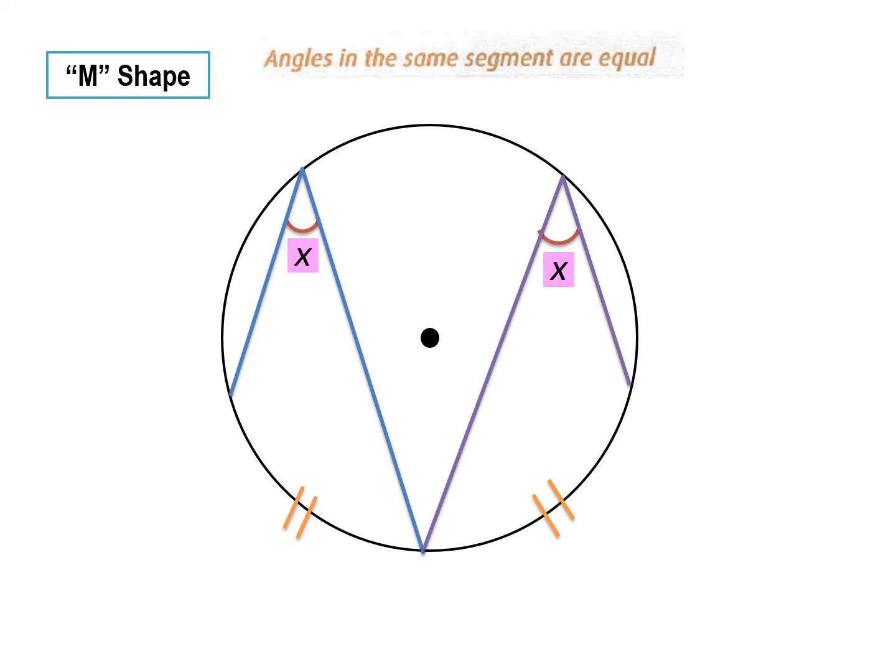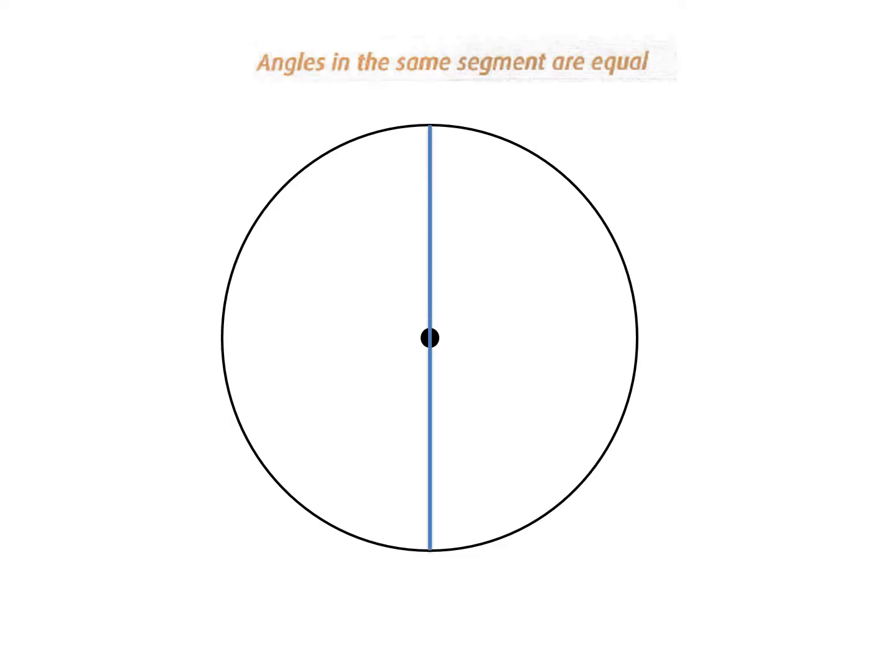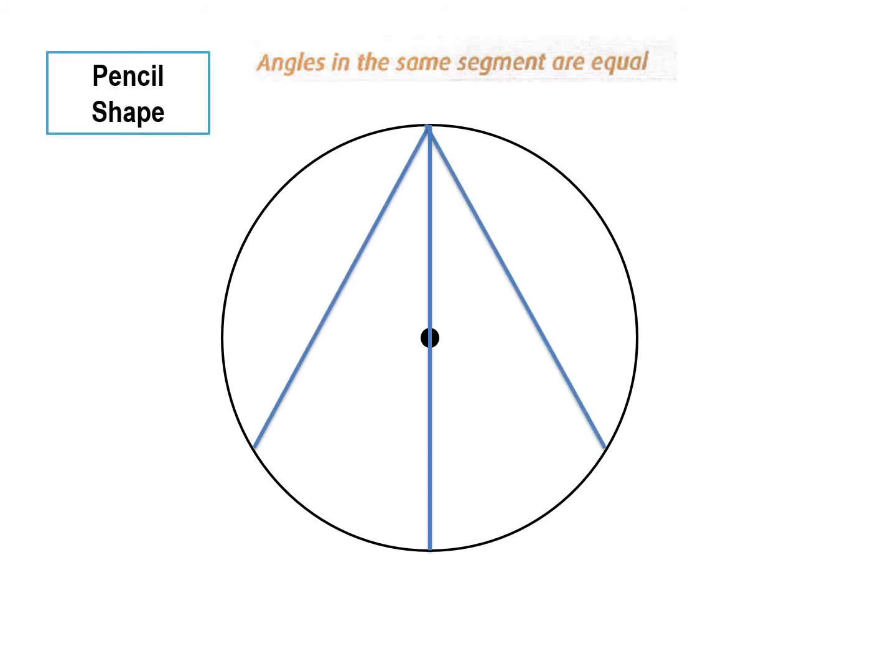Okay, we go further. The next diagram. Oh, what is this? This is a straight line, alright. It's a diameter. Now this is like a pencil shape. That's what you can see. The condition is that the two arcs must be of the same length. And again, what we can conclude here is that the two angles at the end of the circumference should always be similar.